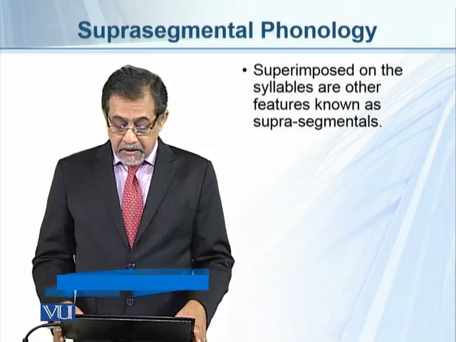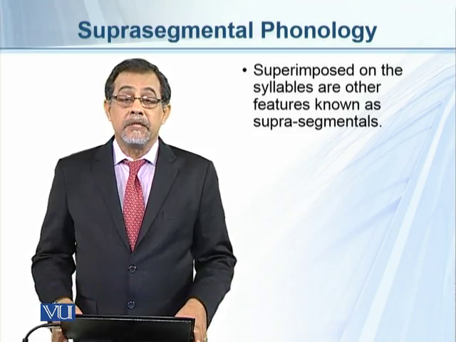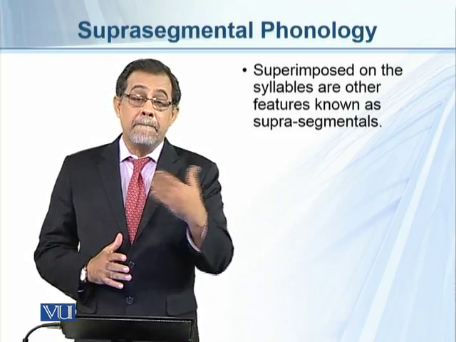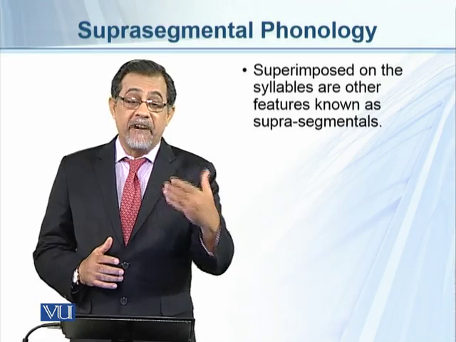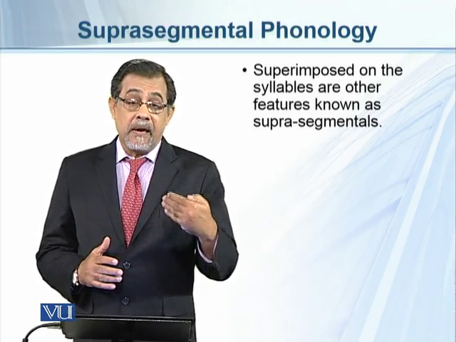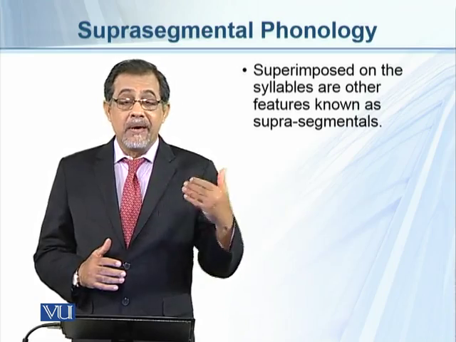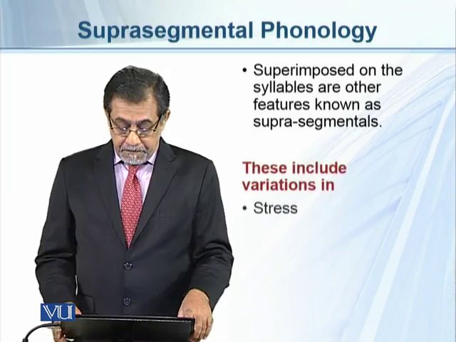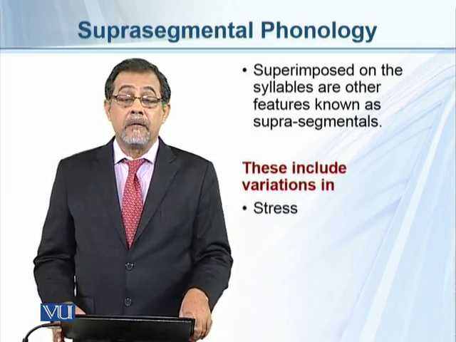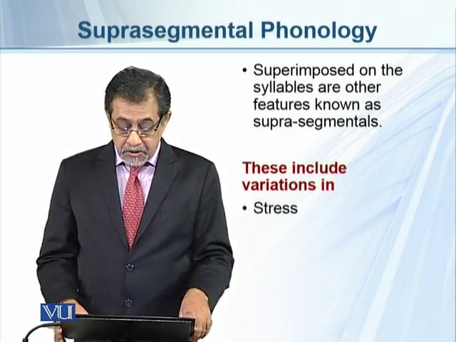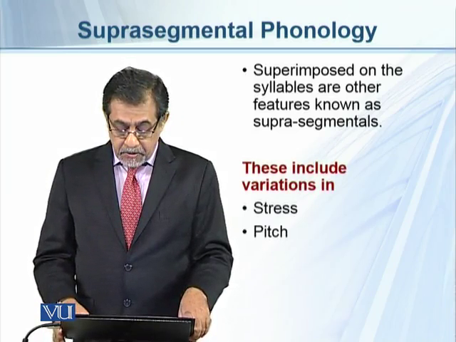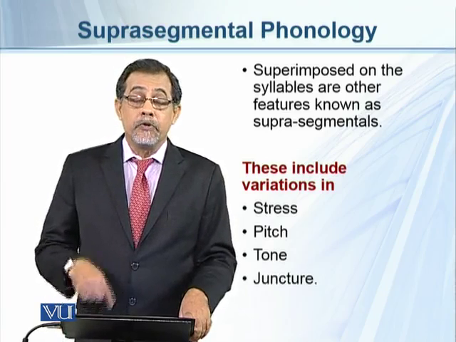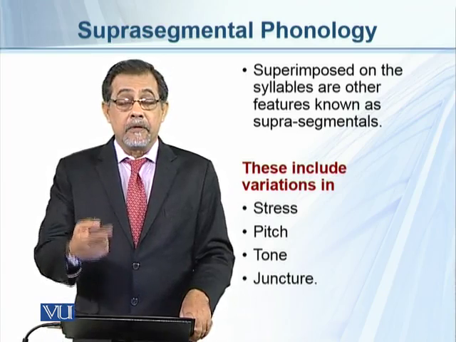Superimposed on the syllables are other features known as suprasegmental features. As I said, these features are imposed on the segments, like a vowel, for example, a, u, and a consonant like t, d. These variations include variations in stress, pitch, tone, and juncture. So these are the superimposed features on the segments.